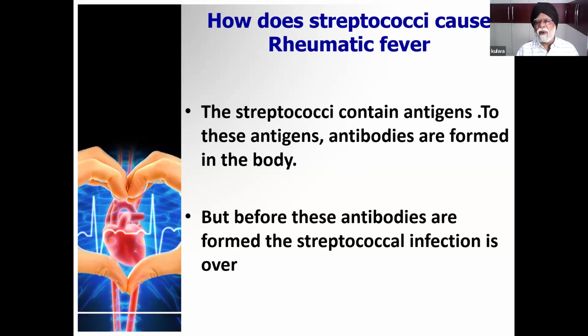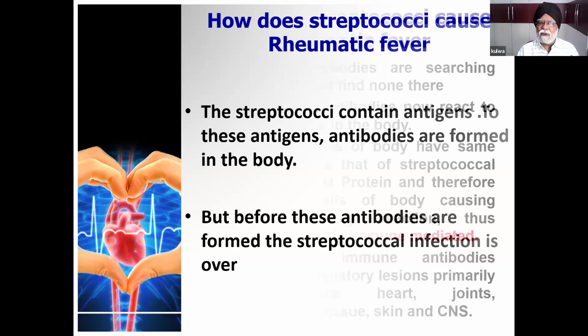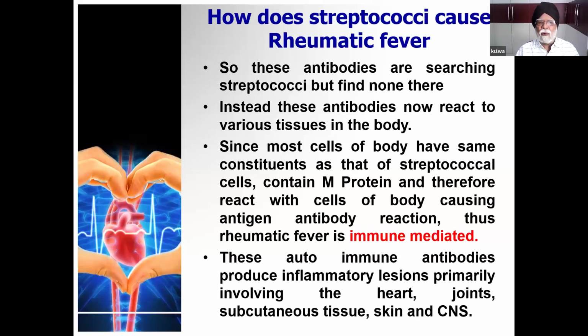But in 2 to 3% of cases, the case is different, and that is where rheumatic fever comes. What happens in those 2 to 3% of cases? These antibodies search for streptococci but find none there, because the patient has taken some medicines. These medicines have already killed the bacteria, but the antibodies have been formed. So the antibodies search for the streptococcus.